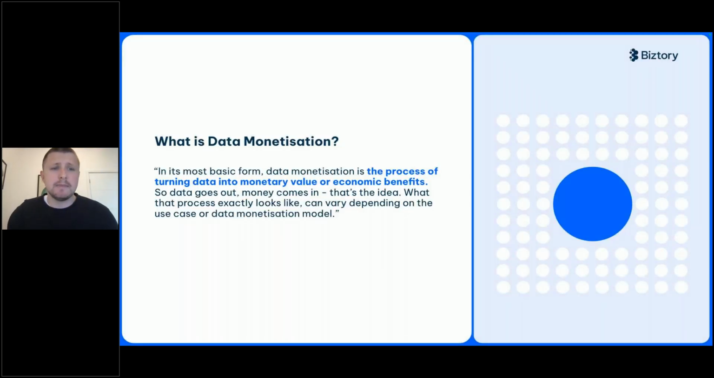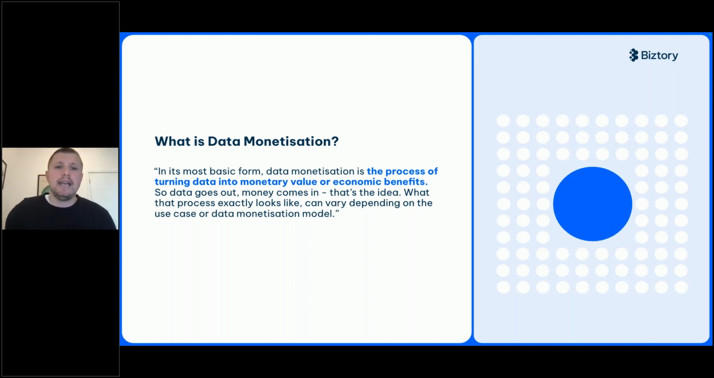So first, what is data monetization? In its most basic form, data monetization is the process of turning data into money. So data goes out, money comes in. That's essentially the idea of what we're looking at here. What that process actually looks like can vary quite drastically depending on the use case, the monetization model, and depending on how your business works.